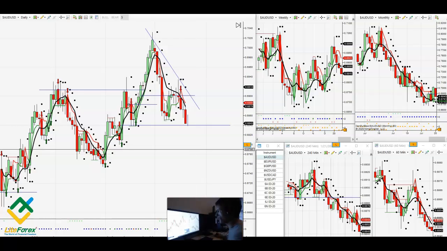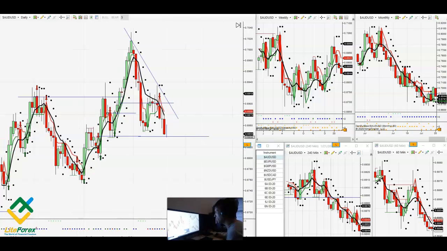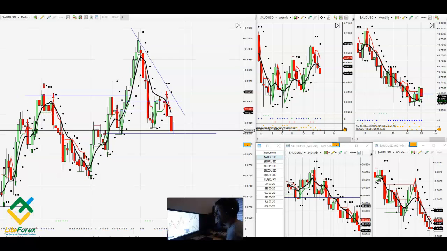I'm going to do my usual breakdown of the major Forex pairs that I follow and trade, starting with the Australian USD. As usual, I've got a daily chart, a weekly, a monthly, 240, and a 60. And we have Australian, Euro, Pound, New Zealand, USDCAD, USD Yen, and then the futures. So let's start with the Australian USD.